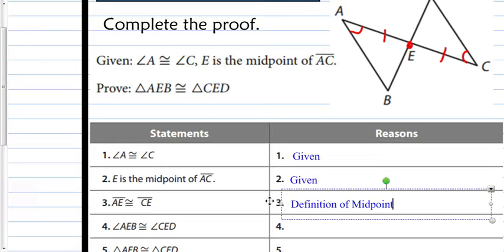Okay, the 2 lines are congruent due to the definition of midpoint. So what do we have so far? What do the 2 shapes right now have in common? They have 1 angle and 1 side. So let's see the next thing they give us.